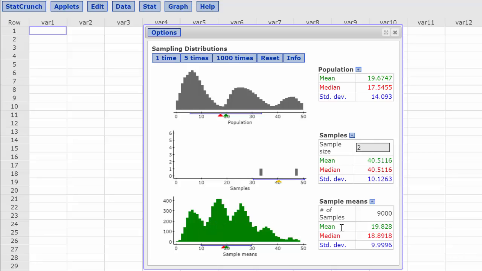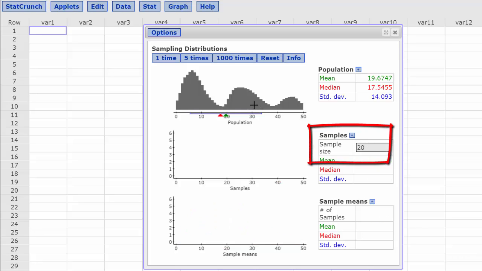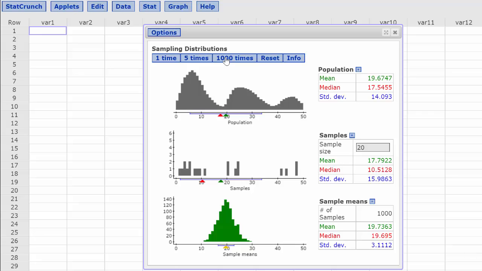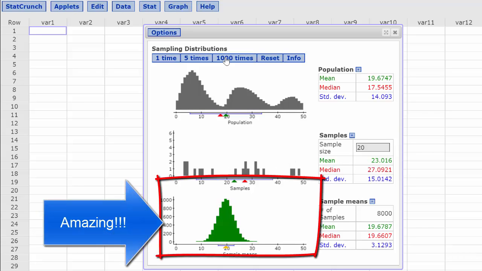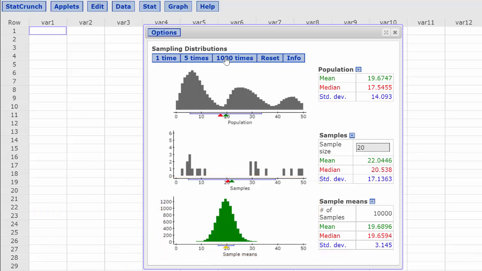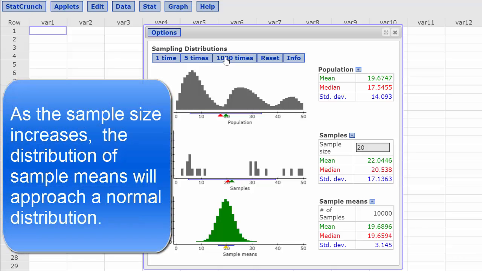Now let's change the sample size to n equals 20. Whoa, what happened here? I'm going to bump it up to 10,000. Isn't that amazing? Was that expected? Hey, this looks much like a normally distributed curve. It underscores the central tenet of the CLT, the central limit theorem. As the sample size n increases, the distribution of sample means will approach a normal distribution.